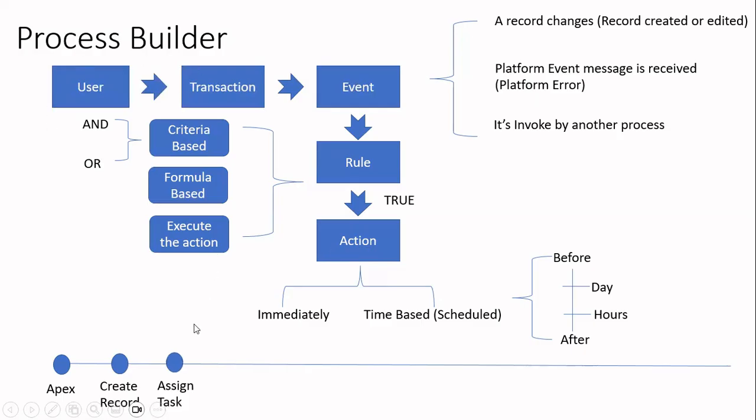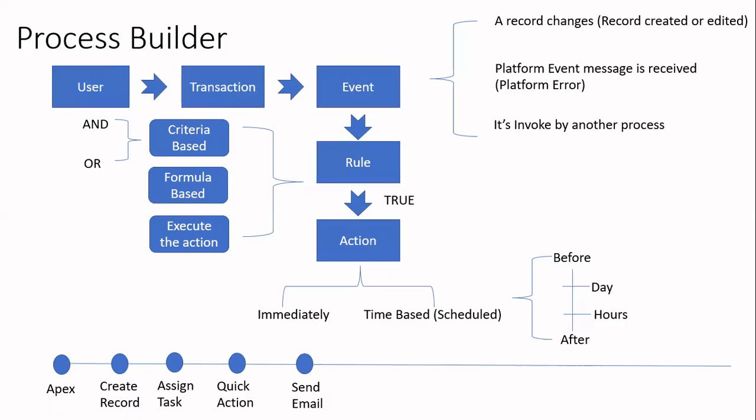Then comes assign a task. Last time we saw how to assign a task in a workflow. Same kind of task if you want to assign, then you can assign such a task by using a process builder also. Then we have quick action. If you want to perform any quick action, then you can write this quick action over here. We will see how to do this as well.